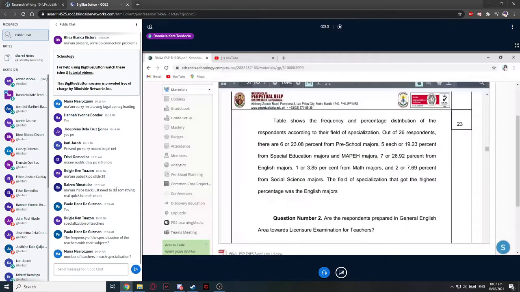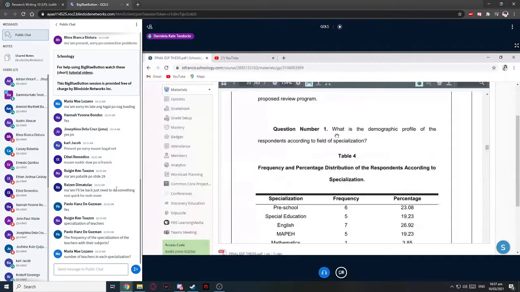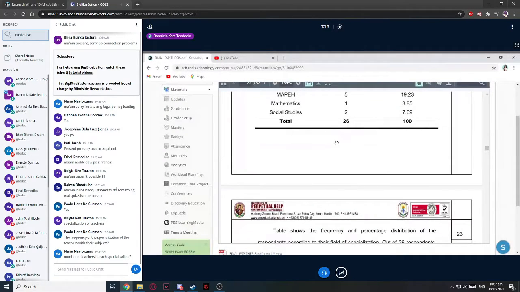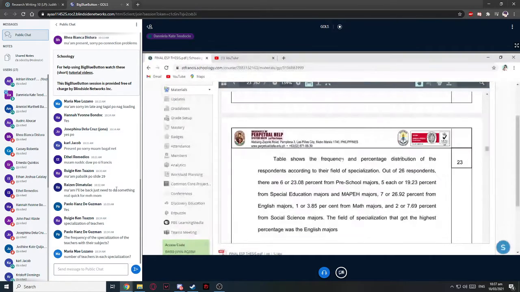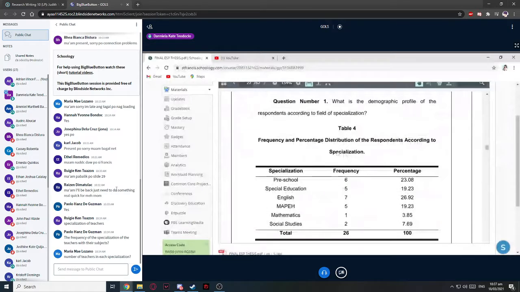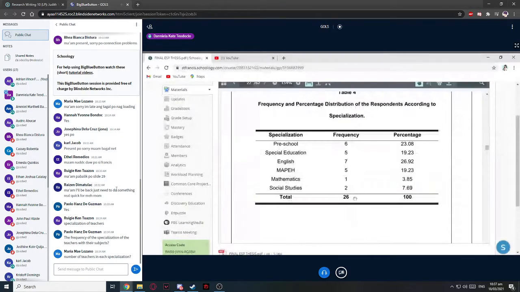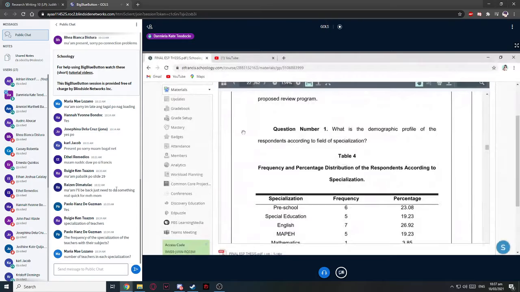You can also add which is the least. The field of specialization that got the highest percentage was English majors, and the lowest is the mathematics major. Analysis. Nakikita po ba? Sa isang number na to, we already have the presentation, interpretation, and analysis. Nagigets po ba natin? Now, how did we come up with here? We just answered our question number 1 sa aming statement of the problem.